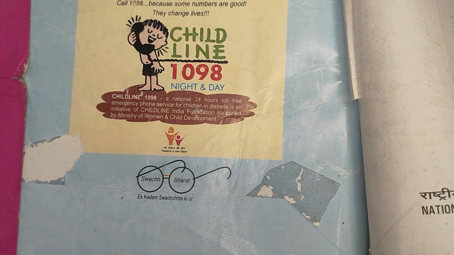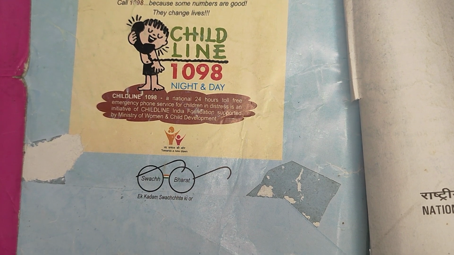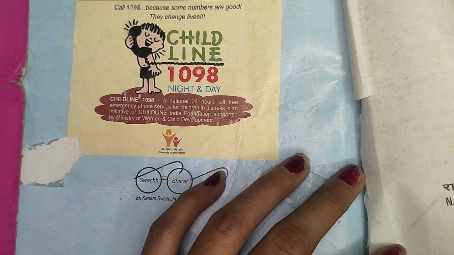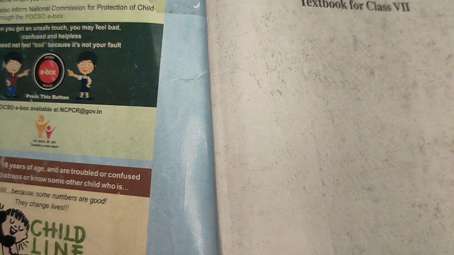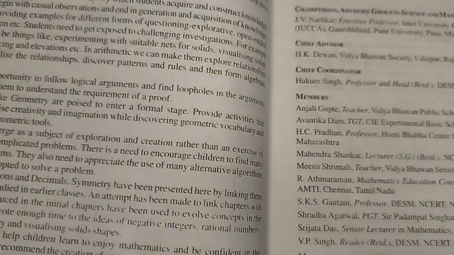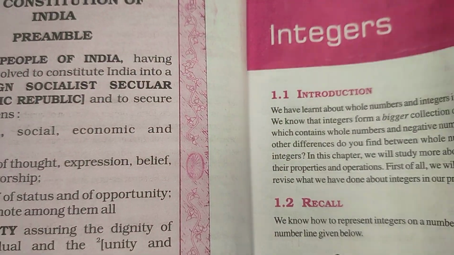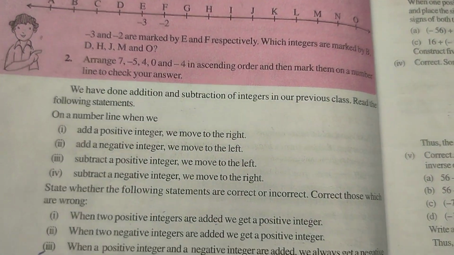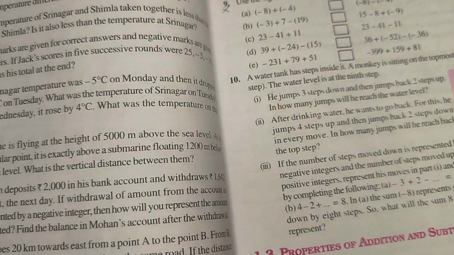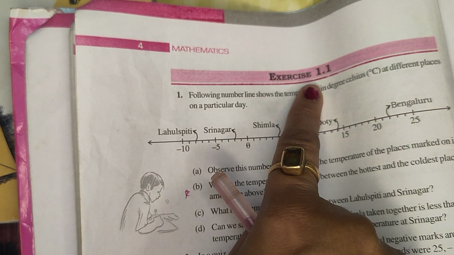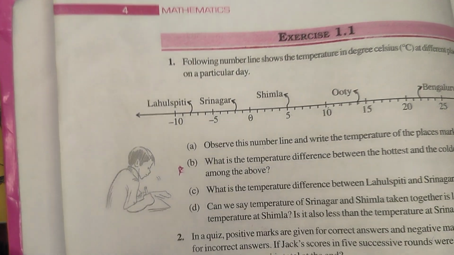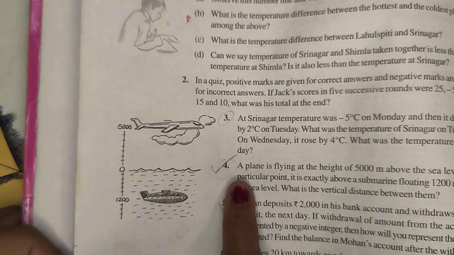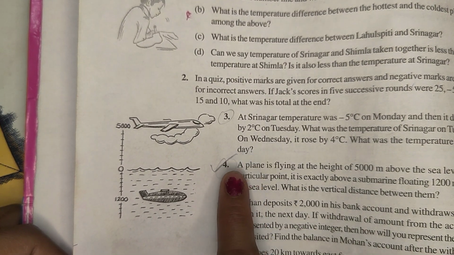In this channel we learn class 7 mathematics through the NCERT book. We can see this is the NCERT book. We completed many topics, introduction and some statements and also these questions, and we started to solve exercise 1.1. Questions 1, 2 and 3 we completed. Today we will learn question number 4.